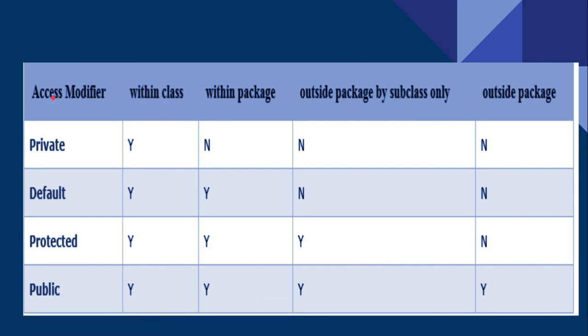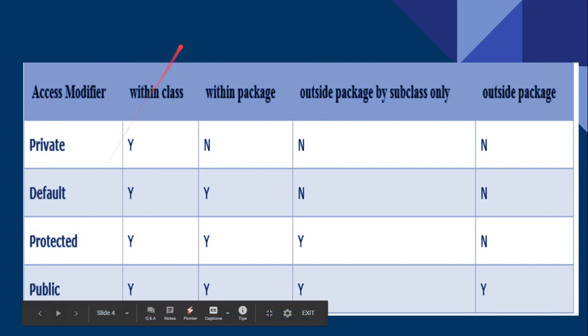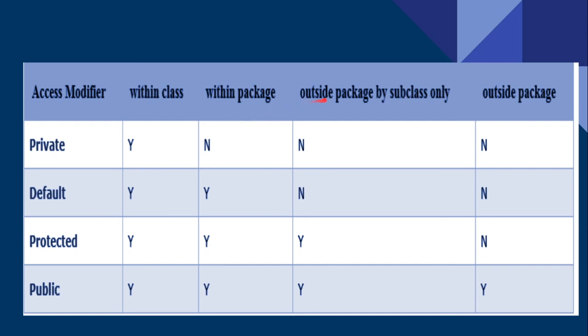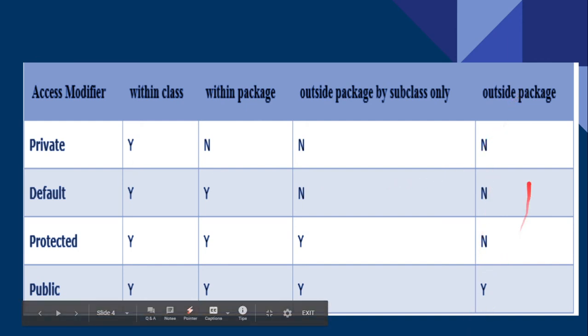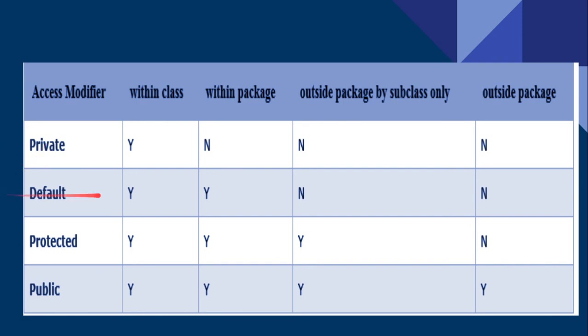So for all the access specifiers, access within the class is possible. Within the package, private is not possible. Outside the package by subclass, private and default are not possible. And outside the package, it is not possible for private, default and protected. Otherwise we can understand this tabular column in this way.